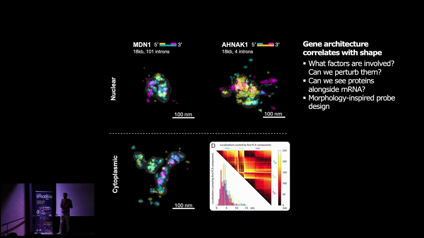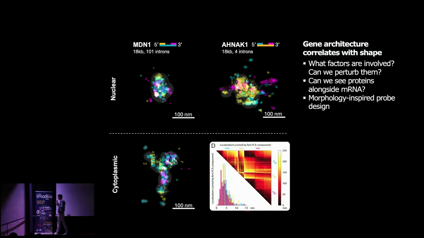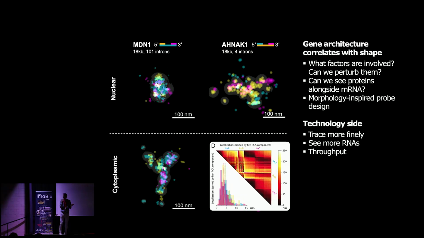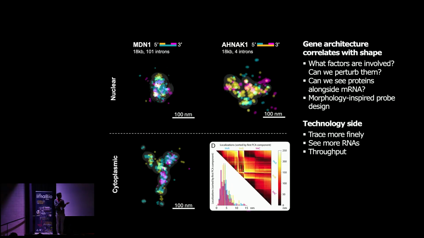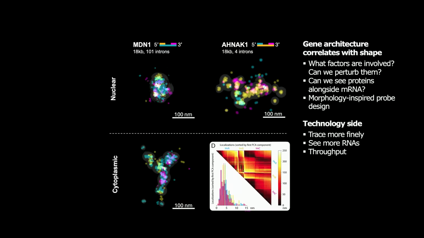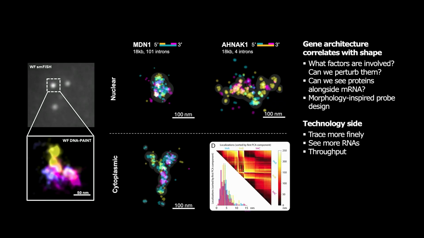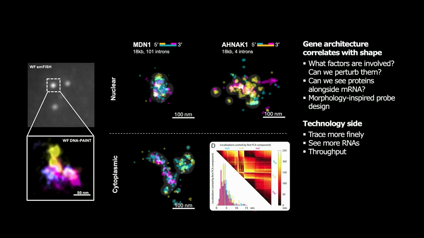Additionally, we would like to do morphology-inspired probes to perhaps label the proximal sites to the exon junction sites and see what happens there. On the technical side, we want to push for tracing more finely. I think it is possible to trace RNA way more finely and to see more RNAs, hundreds of them, to paint a more coherent picture. And of course, we need higher throughput, which is also on the way.